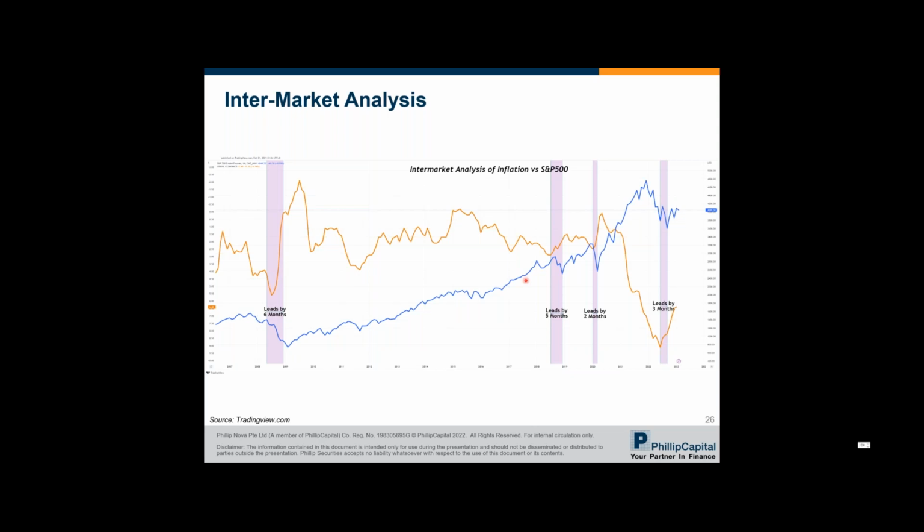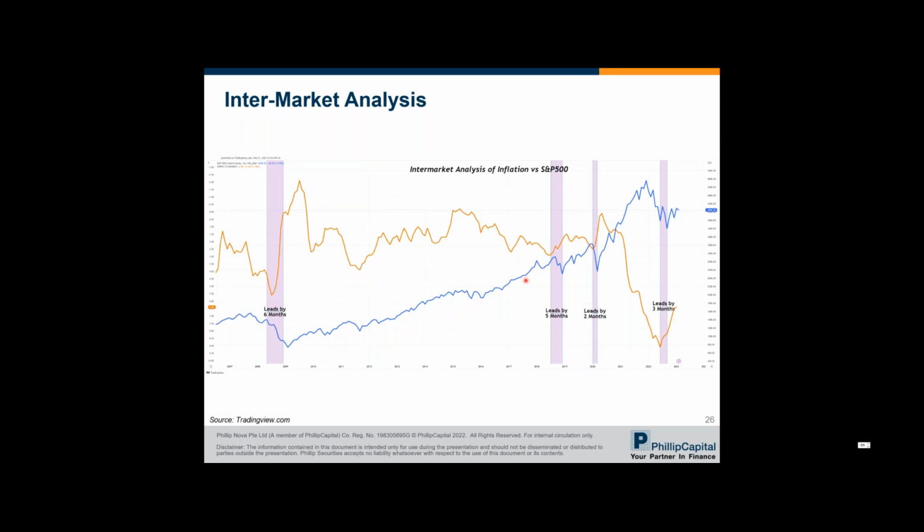Take, for example, the chart shown here, which is the intermarket relationship between the US inflation rate and the S&P 500. We know that high inflation rate has been giving investors a big headache over the past 1 year. And interestingly, even though inflation data is a lagging economic indicator, if we invert the chart of inflation and match it with the S&P 500, it can be used as an early warning system for investors to get ready for when the US stock market will bottom.